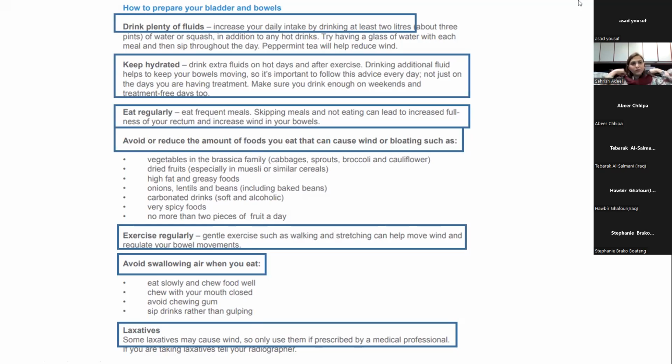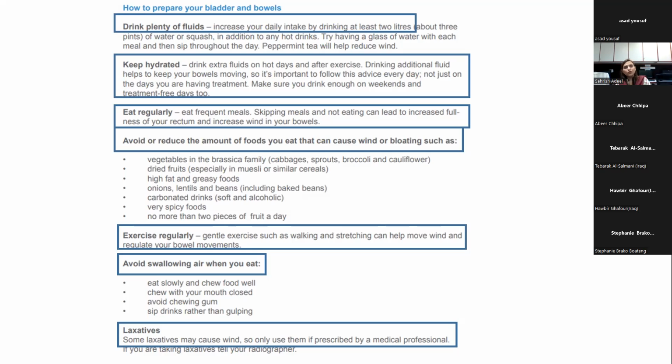So we advise them to take plenty of water. We advise them to take in excess of 2 liters of water, to keep themselves hydrated and keep their bowel habits regular. And we advise them to eat regularly. Don't skip your food. Avoid those foods which cause bloating. Some foods make more gas in the intestine. We ask them to avoid those foods before the planning CT scan and during the treatment as well.